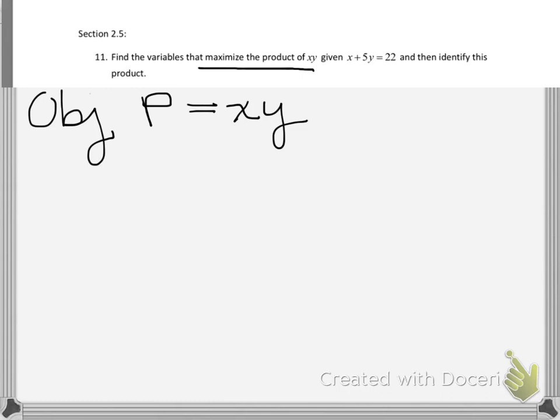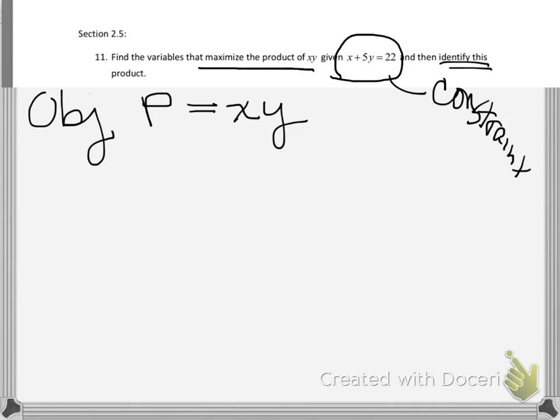Then it says, given x plus 5y equals 22. So here is the given, so that is my constraint. All right, and then besides finding the variables, I have to identify the final product. So I'm actually going to have three answers, x, y, and then the product, which I'm calling p. Okay, so we have to rewrite our objective function so that I only have one variable.